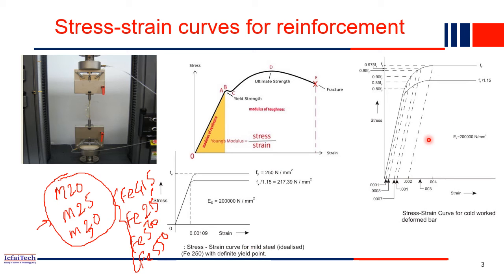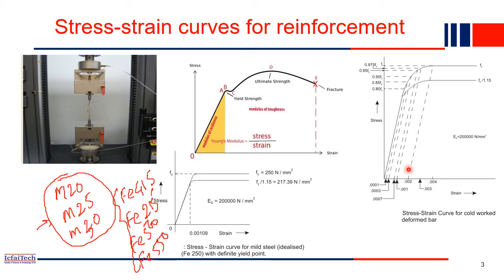Whereas in the HYSD, that cold deformed worked bar, you won't find any defined yield point. So you can't tell which point the yielding started on this curve, we don't know. It may have started from here or here. We don't have any defined yield point. Whereas in this diagram, if you see very clearly, you can tell that from this point yielding happened. But in this HYSD bar, it is very difficult to tell.